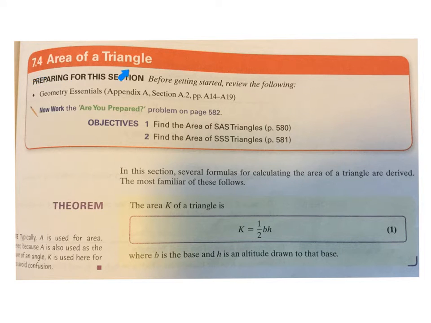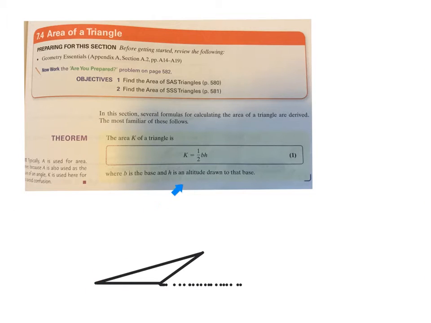Section 7.4 is about the area of a triangle. There's this formula, the area K of a triangle is 1/2 the base times the height. Here's how I like to think about this formula. Let me start with some triangle, like this.